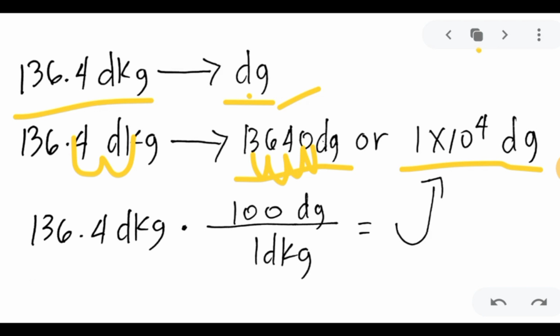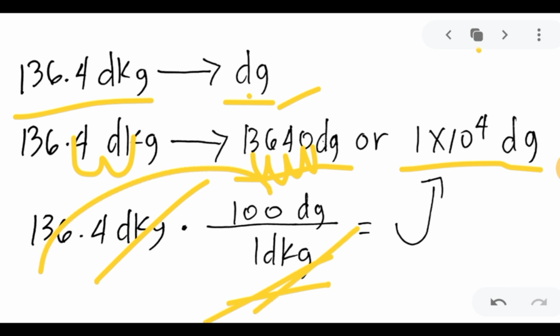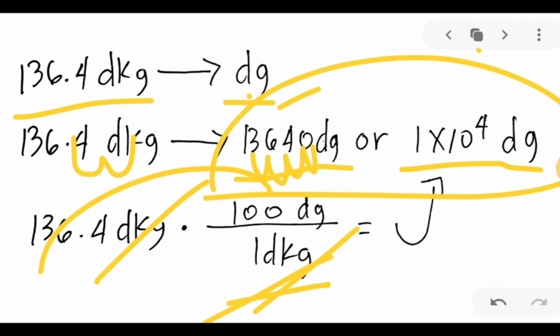Another way of solution for this one is factor table method. Ilang decigram meron sa 1 decagram? You have 100 decigram because of 2 movements. So that will be cancel, numerator, denominator, then multiply 136.4 times 100. You will have the same answer here.